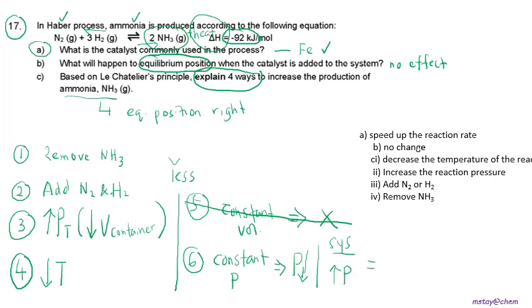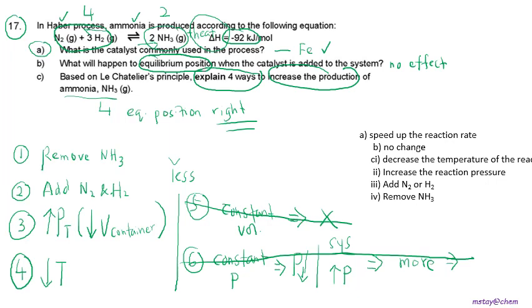If we want to increase the pressure, the system will shift to the side with more gas. When we look at this, the left hand side has 4 moles of gas and the right hand side only has 2 moles of gas. So the system will shift to the left. But we want to increase the production of ammonia, which is on the right side, so this also cannot be accepted. So we only have these 4 answers. You have no choice, you must use these 4 actions.